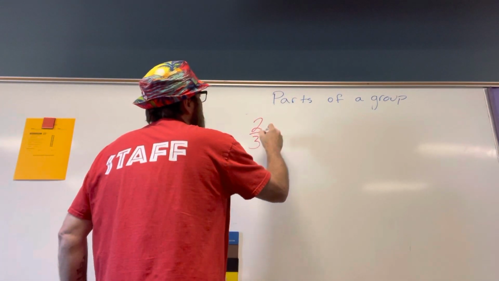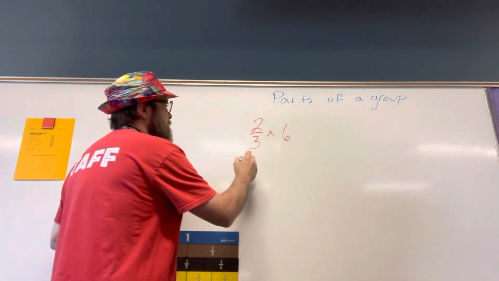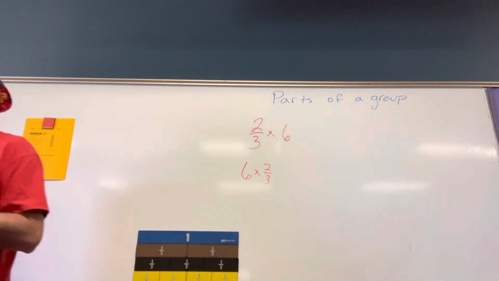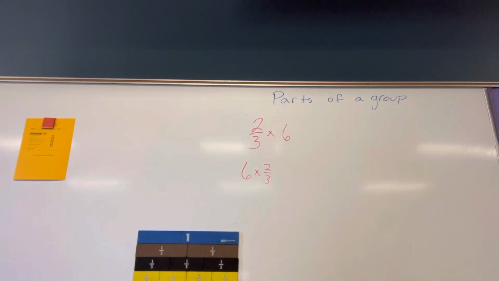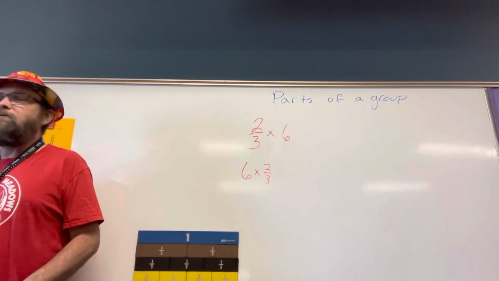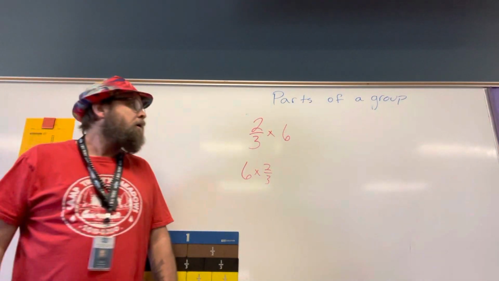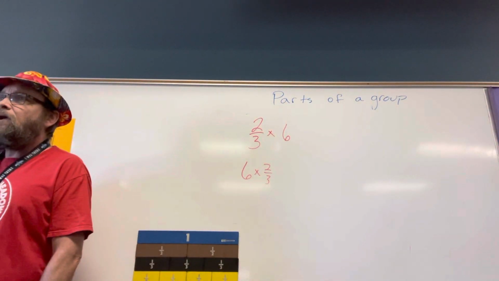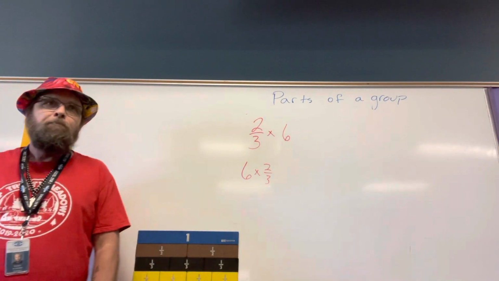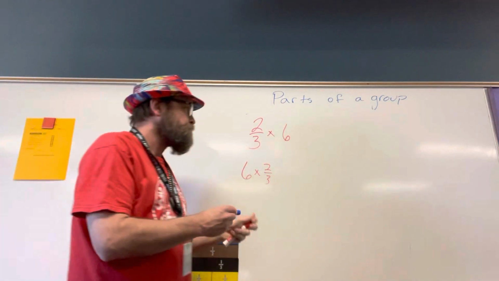What if we have 2/3 times 6? Which could also be written as 6 times 2/3. Because we know that multiplication can be moved either way. 6 times 2/3 and 2/3 times 6 is the same. Just like 9 times 12 and 12 times 9 are the same thing. So how many groups am I going to need, Sushana? How many groups? 3 groups.